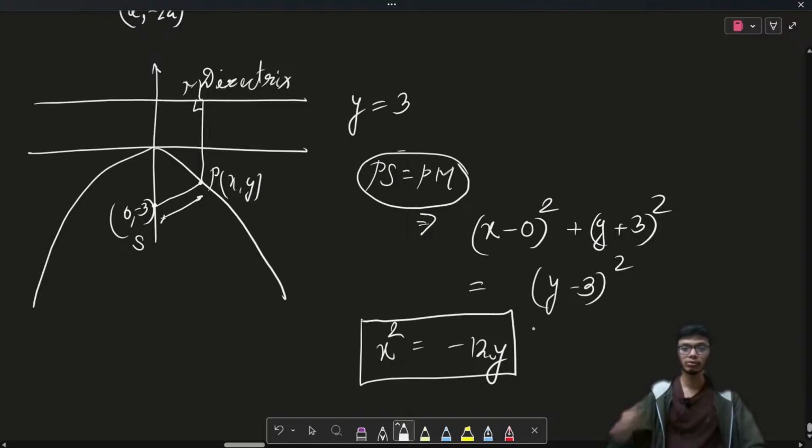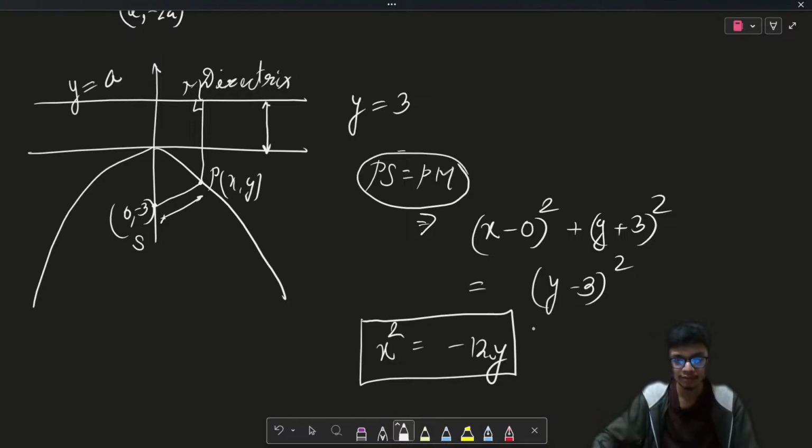Y square is equal to minus 12, which is again very simple because the directrix is basically obtained at y is equal to a. In this case our value of a is equal to 3, right? But this parabola is downward opening, so the parabolic equation should be x square is equal to minus 4ay, right? And the focus is at 3.